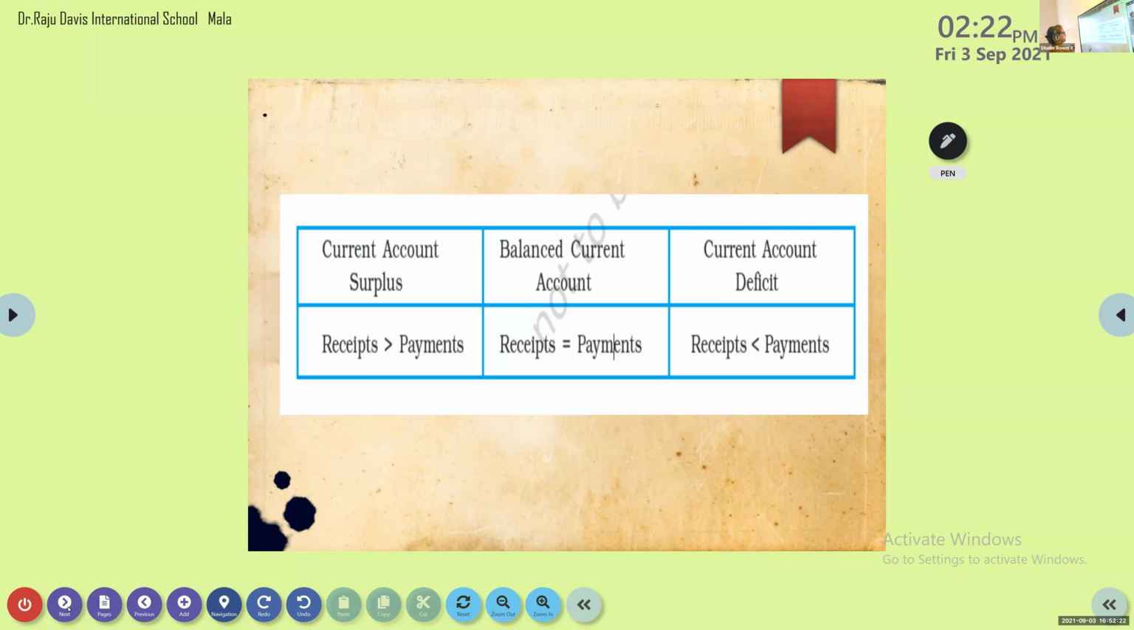Next one. This is given in your textbook also. If it is an old one, I think they have given a surplus only. You can just correct it as a deficit. Just check your textbook. Is it given as surplus or deficit?